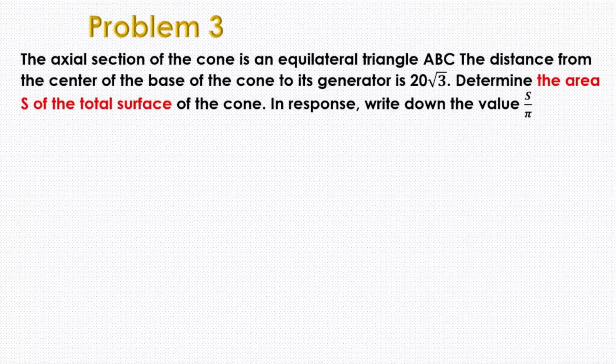Problem 3. The axial section of the cone is an equilateral triangle ABC. The distance from the center of the base of the cone to its generator is 20 square root of 3. Determine the area S of the total surface of the cone. In response, write down the value S divided by pi.